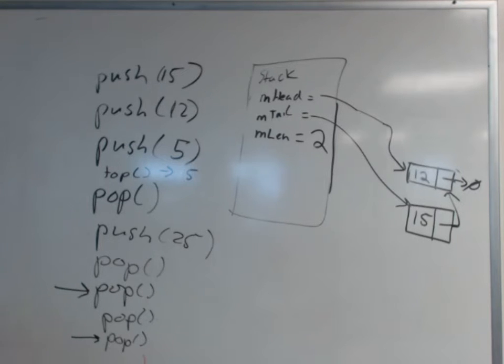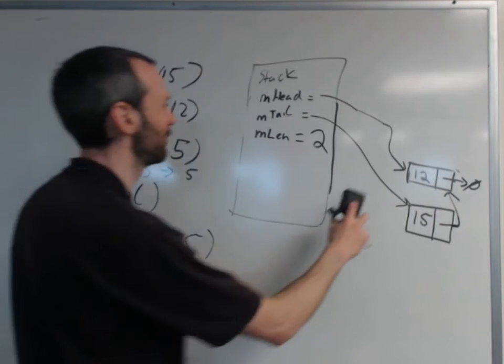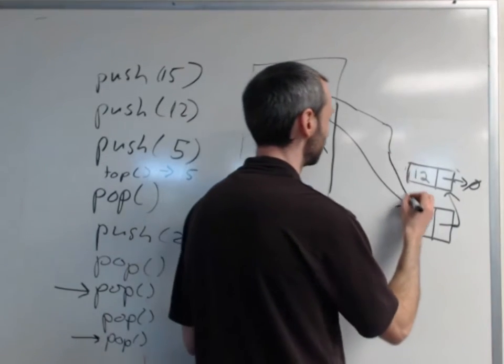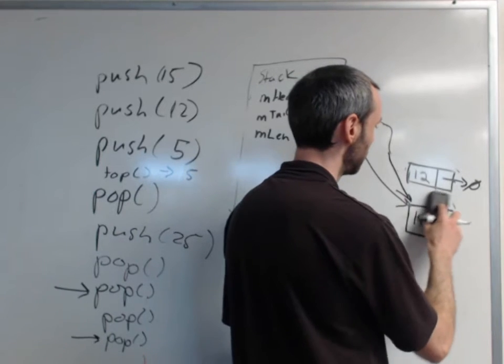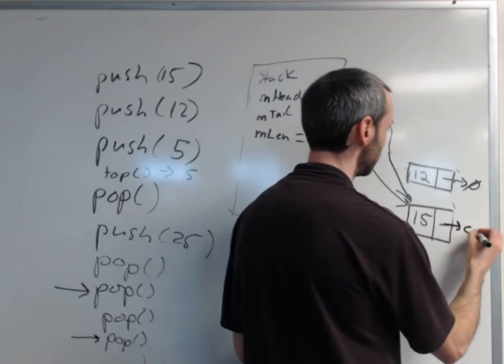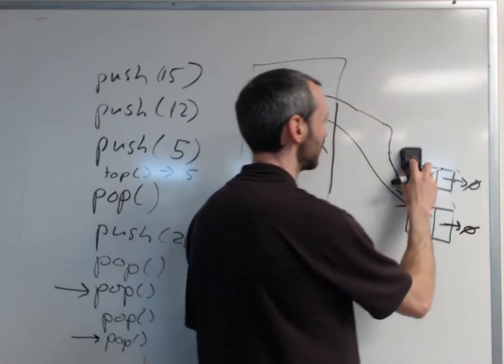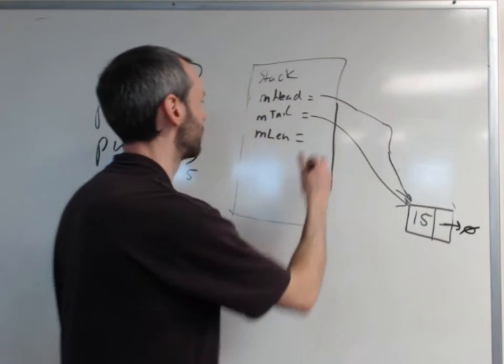Make mhead point to 15. And then that node points to null. Delete the old node and decrement m length. All right.